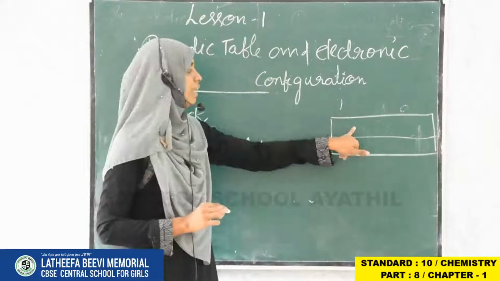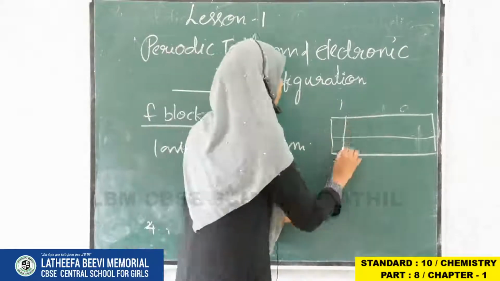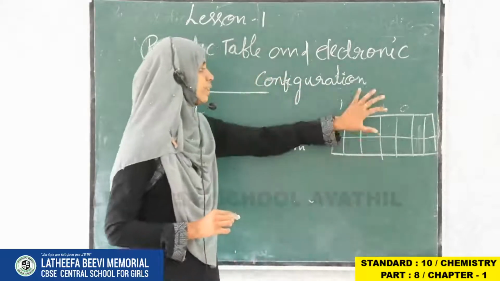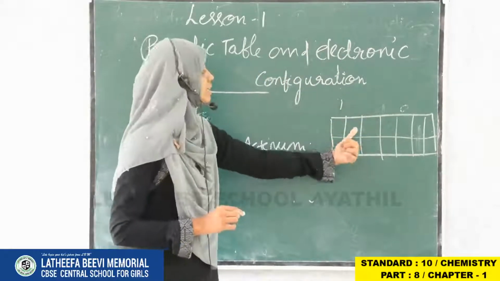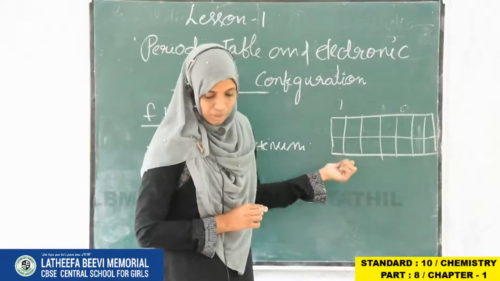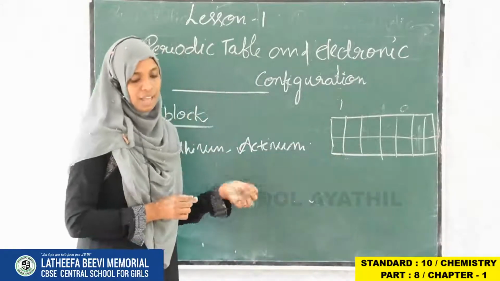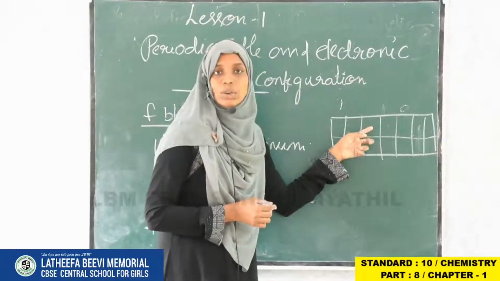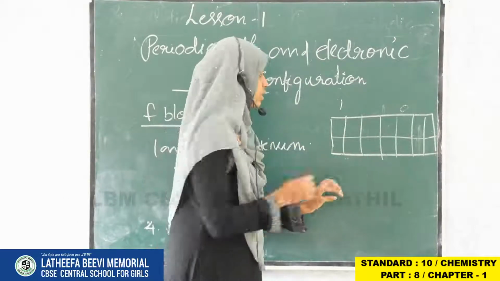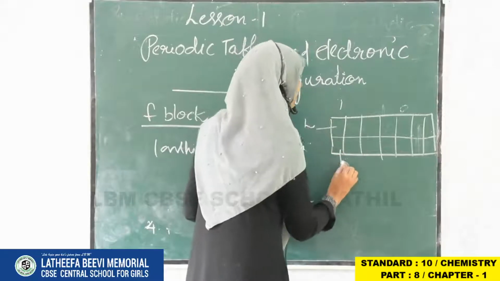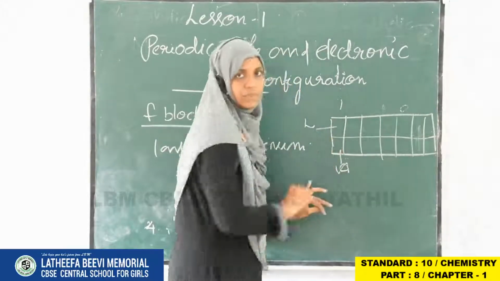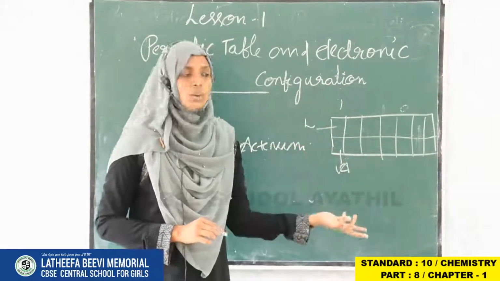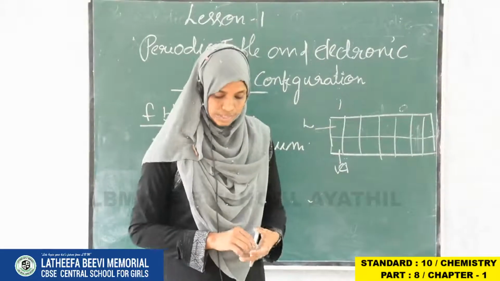So this is the lanthanum and this is the actinum. Rows and columns are arranged. The last row is called F block elements. In F block elements, the first row is called lanthanoids and the second row is called actinoids.